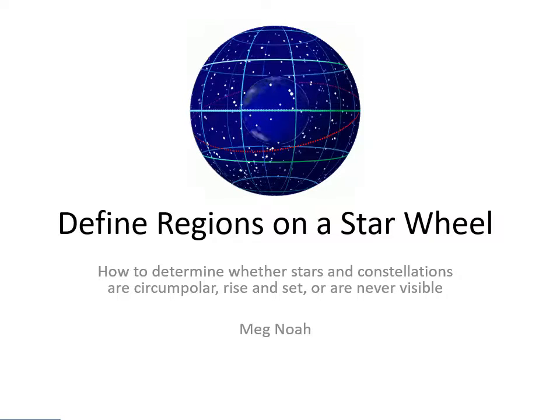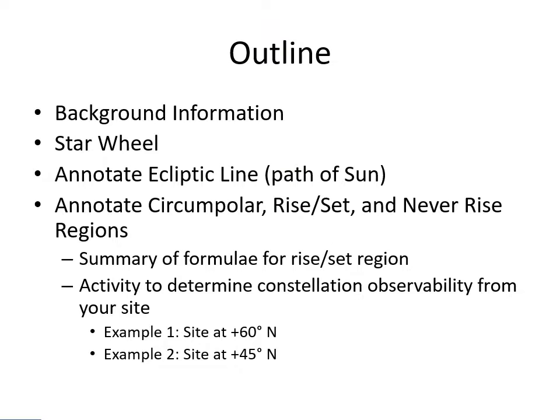This tutorial explains how to annotate a star wheel to show the ecliptic, which is the path taken by the Sun, and the regions of circumpolar, rise-set, and never-rise stars. First, some background and prerequisite knowledge is reviewed. Then star wheels are introduced.